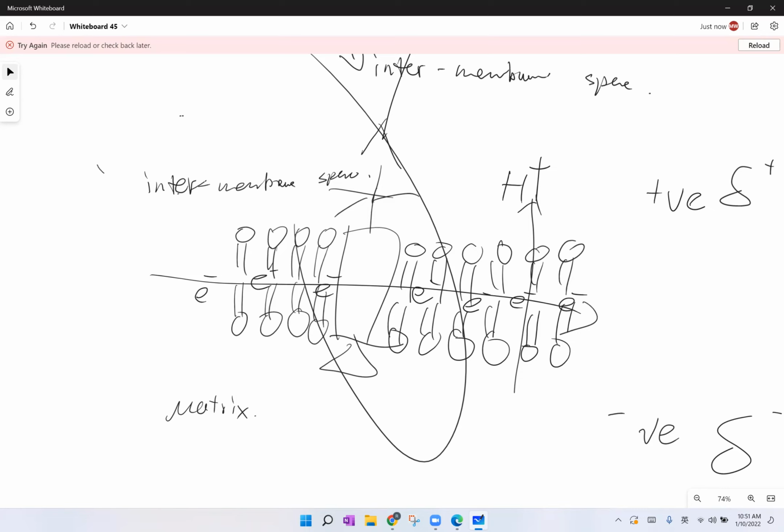Okay, what's next? ATP will be generated. What do we do? What are we going to do about those protons?